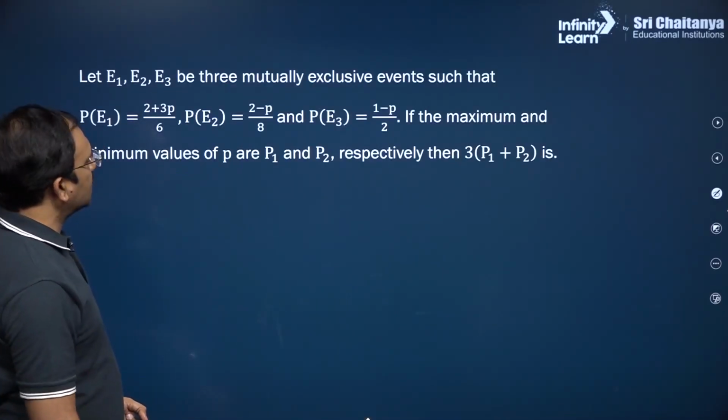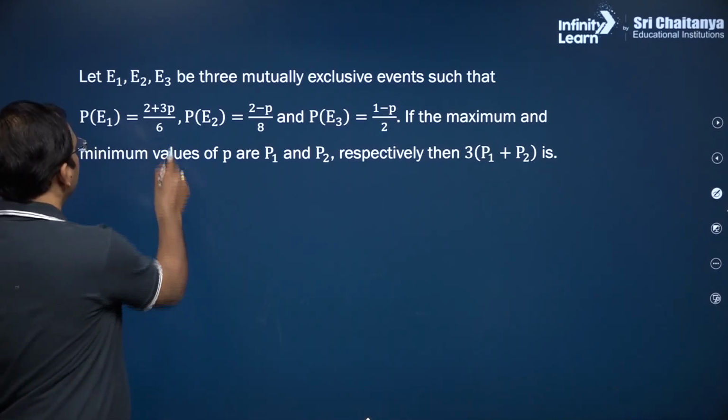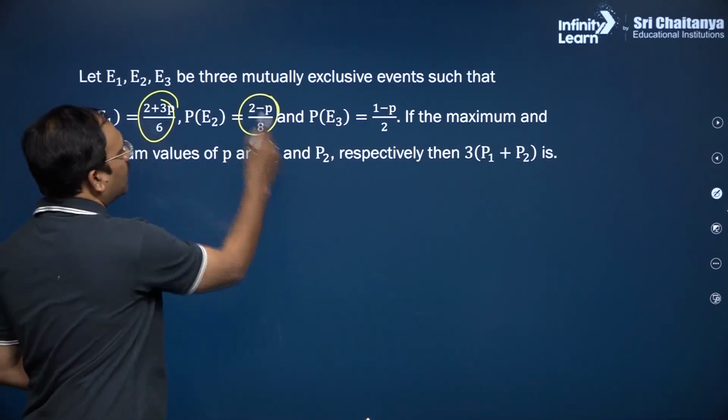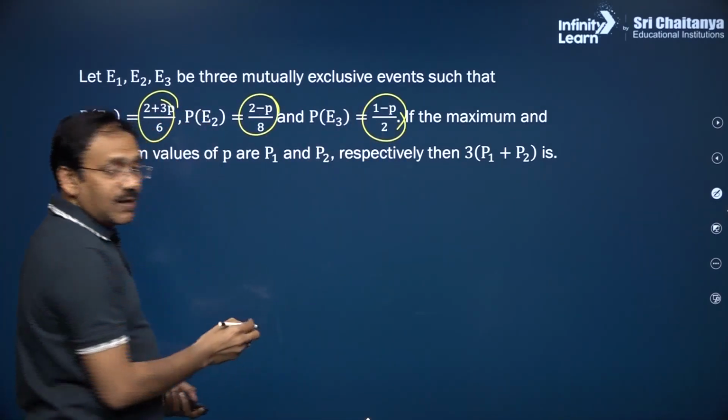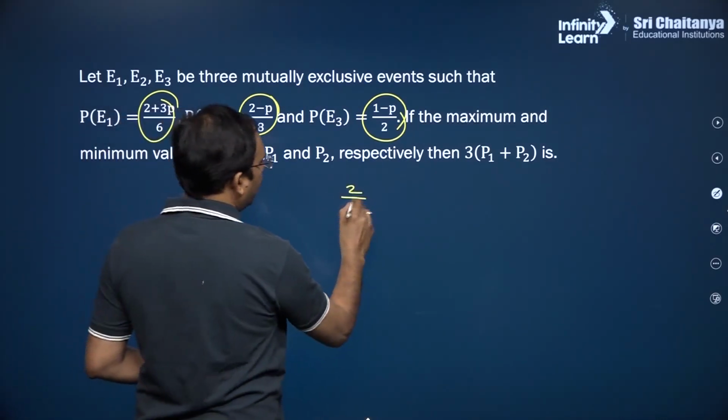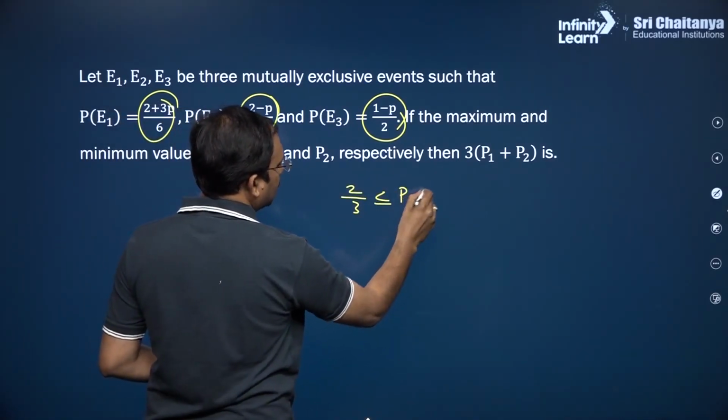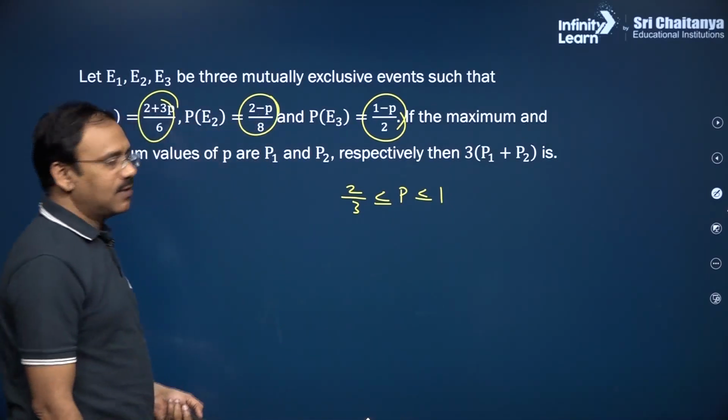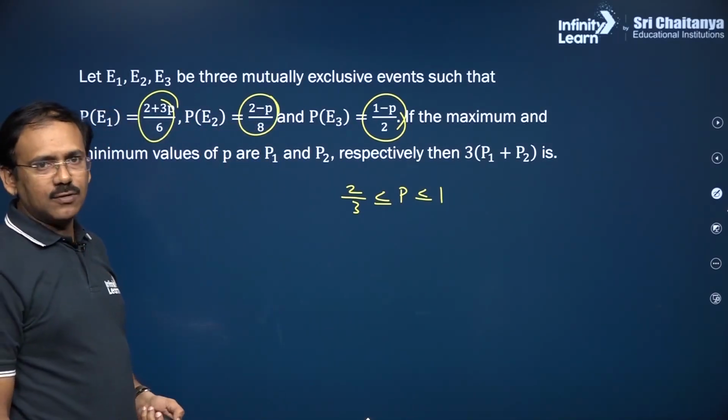Next, you see he has given 3 probabilities, and you just apply each probability between 0 and 1, you will get the range of P1 and P2. You will get 2/3 less than or equal to P less than or equal to 1, which gives P1 and P2 values, right.